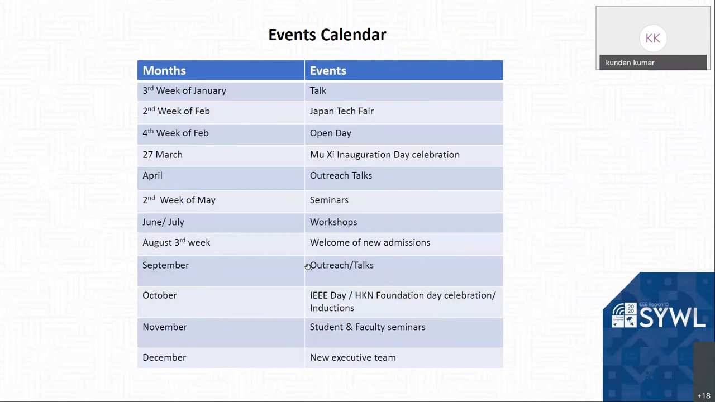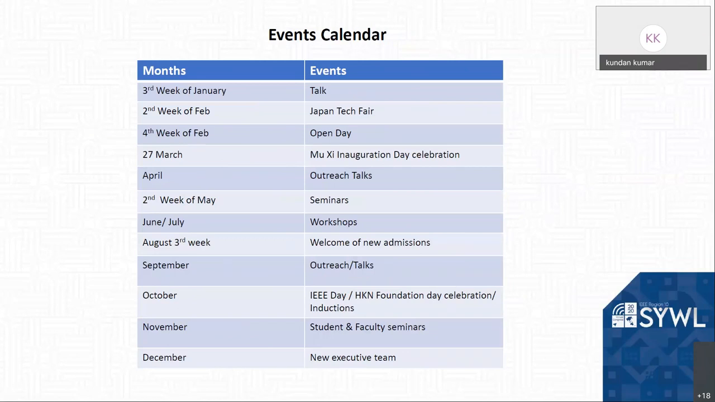When I talk about best practices, we came up with something like an event calendar. We try to have a mix of activities: seminars, workshops, outreach. We have very flagship events happening at the Indian Institute of Science. One is the Japan Tech Fair, where we collaborate with Japanese firms and universities and host a one-day technical and two-day cultural program, attended by more than 5,000 people. We partner with them and try to spread our words and inspire people through various platforms.